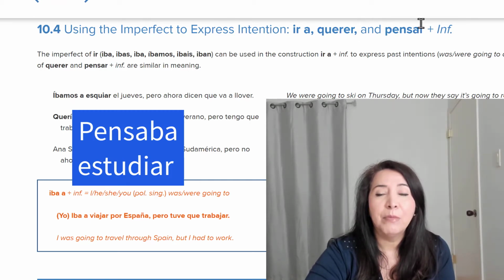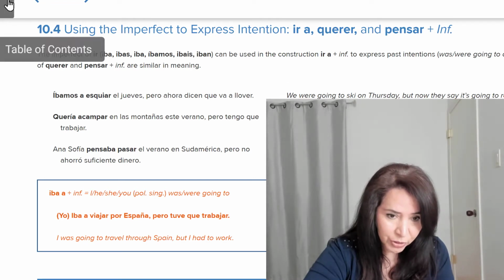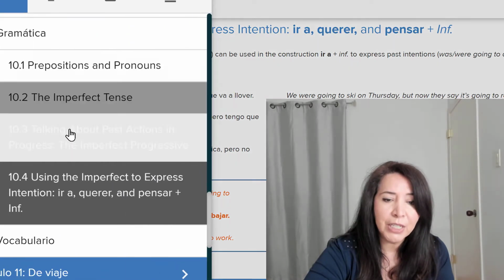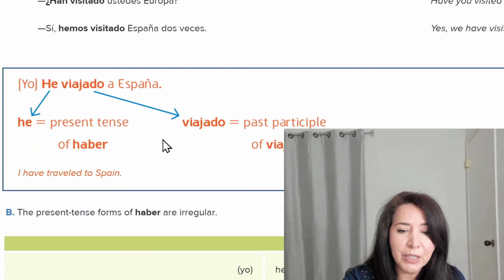So pensar, make it into the imperfect, and then add an infinitive, estudiar. Okay, that brings us to the end of the grammar on chapter 10. Let's move to chapter 11. Here we go. Present perfect.